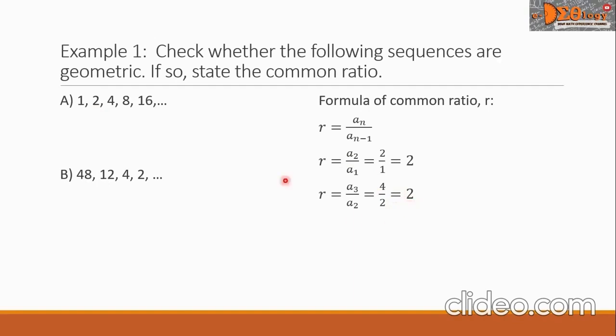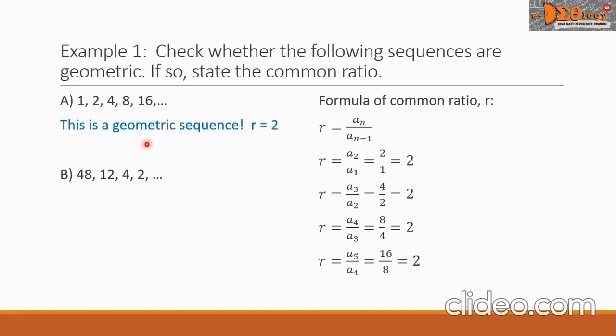Let us take another pair, a sub 4 over a sub 3. That is 8 over 4. And simplifying, this is also equal to 2. Let's have the last pair, the a sub 5 over a sub 4. That is 16 over 8, which is also equal to 2. We can see here that the ratio is common. So we can say that this is a geometric sequence, and the ratio, or I should say the common ratio, is 2.